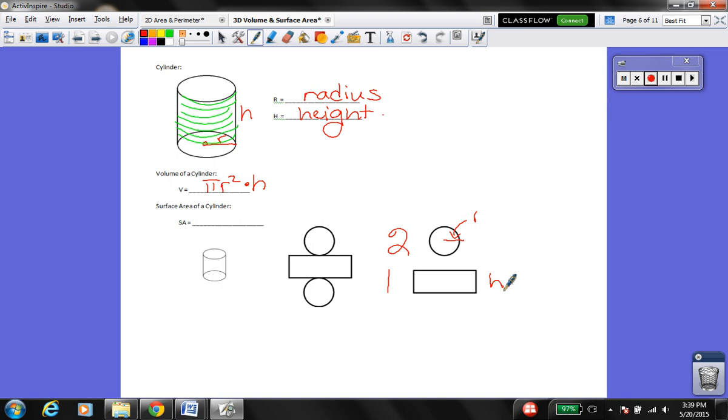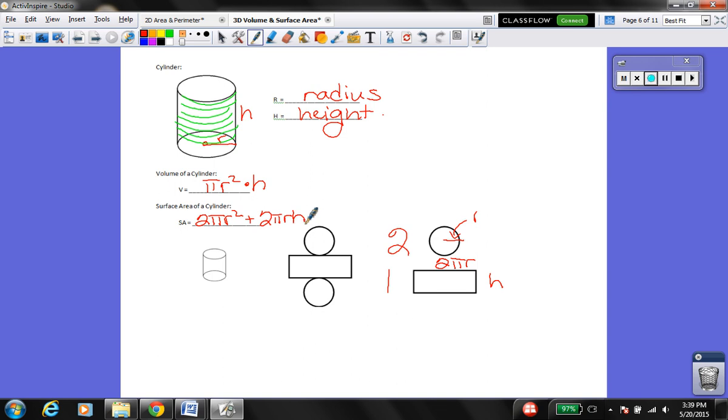So if I took the circle and rolled it all the way across the rectangle, I would find that the radius creates the circumference, and the circumference is actually the length, which is 2 pi r. So the 2 circles, it's 2 times pi r squared, plus the area of the rectangle, which is 2 pi r times h.